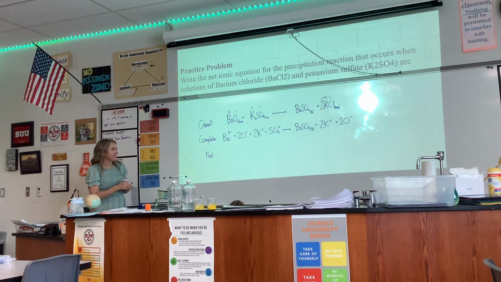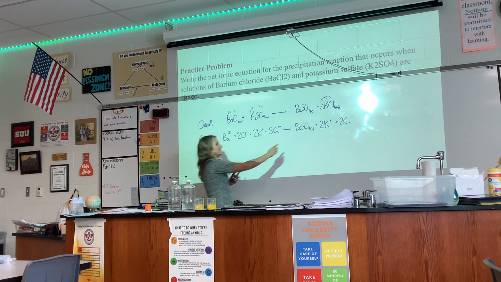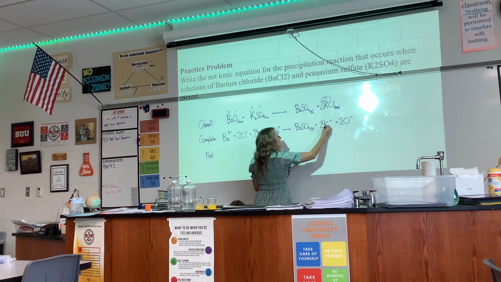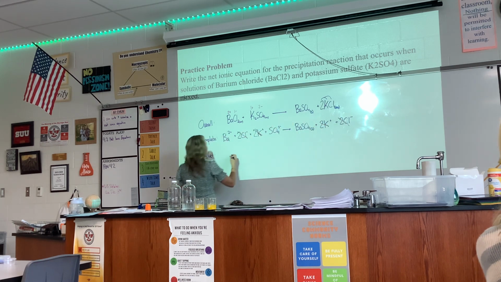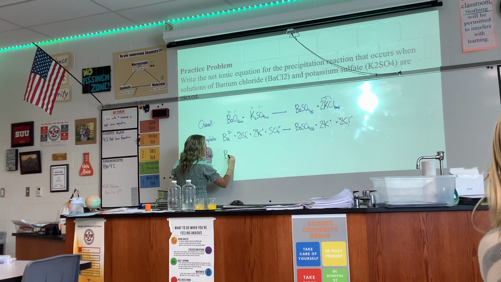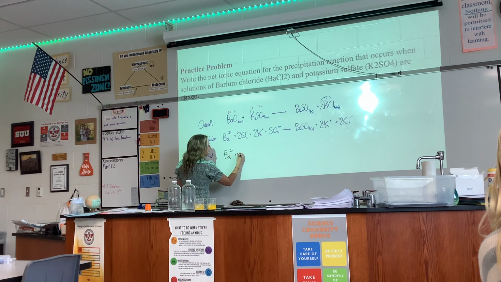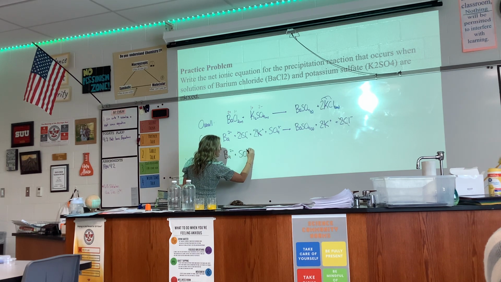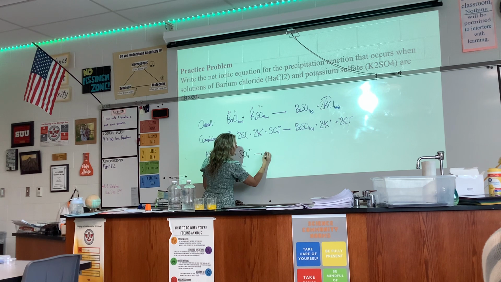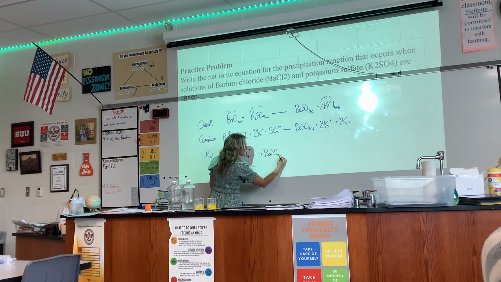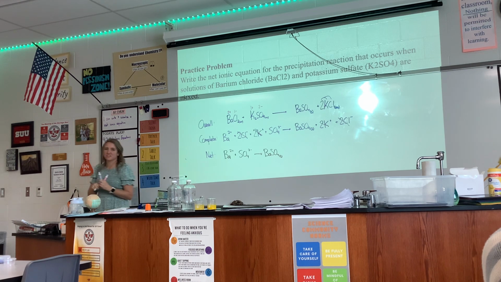Good observation. Okay, so who's spectating our game here, our dance? Yep, so potassium, right? Notice they're the same on both sides. And chlorine. So our net ionic equation, you'd write Ba2+ and SO4 2 minus to make BaSO4. And that's our final answer.